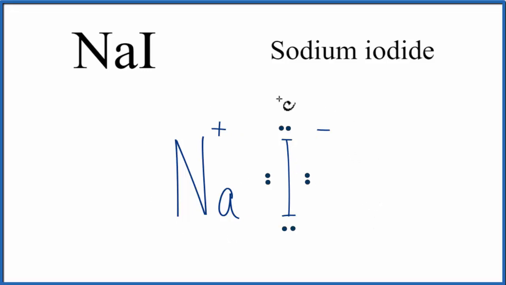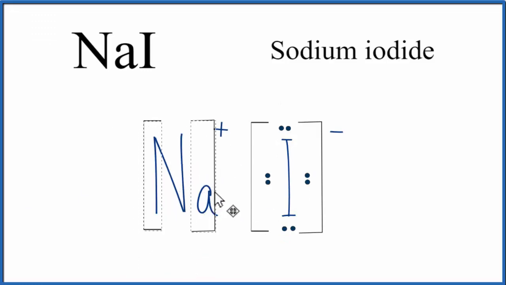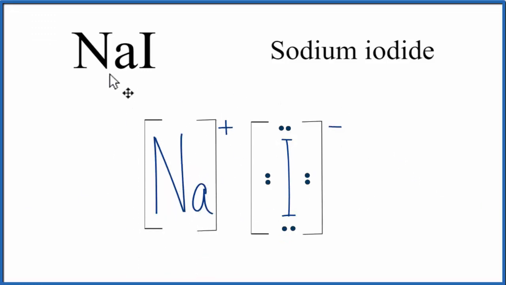To show that the electron was transferred from the sodium and that they aren't sharing any of these electrons like in a covalent bond, we need to put brackets around the negative ion. You'll also see brackets around the positive ion sometimes. And that makes this the Lewis structure for NaI, sodium iodide.